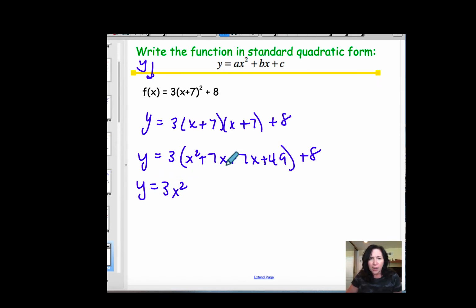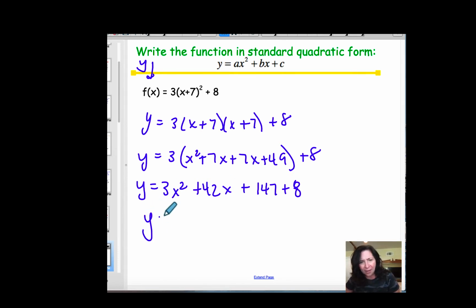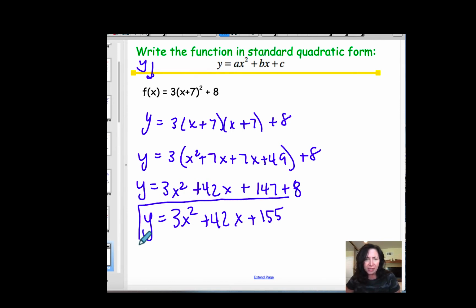So 3x squared, and then we have 21x plus 21x is plus 42x. And then we have 49. 3 of those is 147, 3 less than 150, so that's 147. And then plus 8, 147 and 8, 155. So we have y is equal to 3x squared plus 42x plus 155. And so now my equation is in standard form.